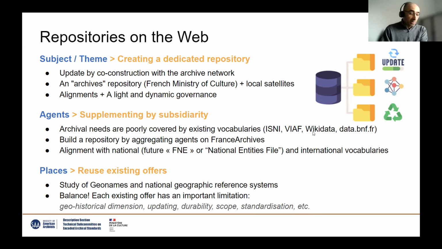For places, we will reuse existing offers such as GeoNames and national geographic reference systems. It will probably be necessary to combine solutions because none fits perfectly. Each existing offer has an important limitation: geohistorical dimensions, updating, durability, scope, standardization, etc. Now we will present the use case.